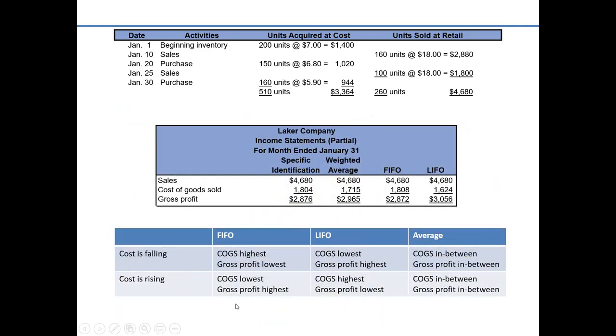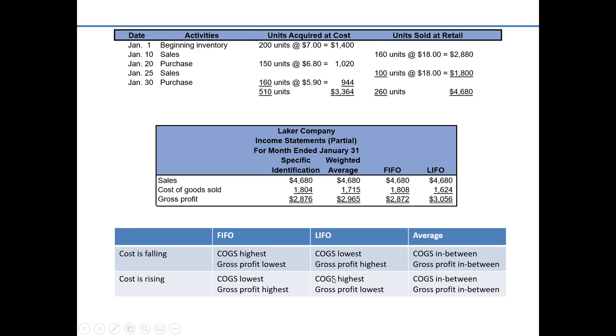Now, I also mentioned your exam questions might not just ask if cost is falling. So keep in mind, even though I don't have the numbers to work out here, if costs were rising, all of this would be opposite, except for weighted average. Weighted average is always going to produce cost of goods sold and gross profit numbers in between. But if costs are rising, let's think through this. Then FIFO is costing out the earliest stuff first, which is at a cheaper price. So cost of goods sold is going to be the lowest, and if cost of goods sold is the lowest, gross profit is going to be the highest.